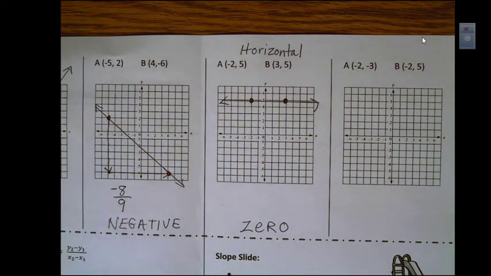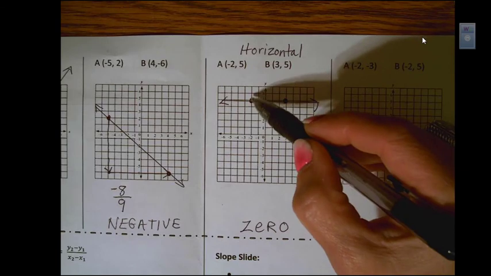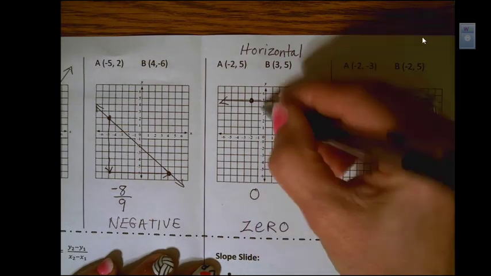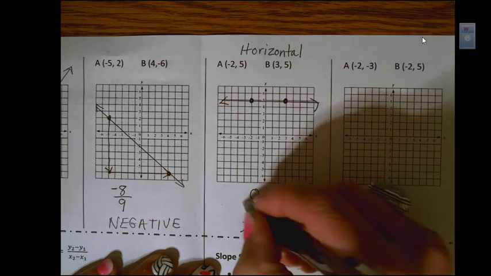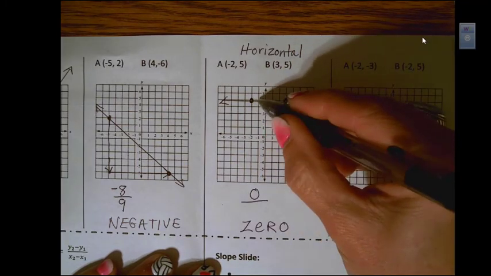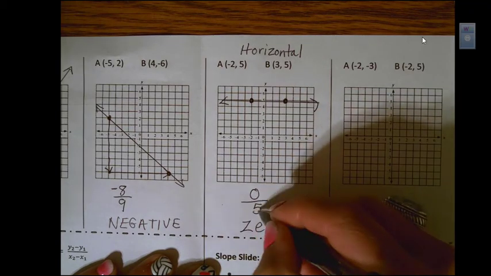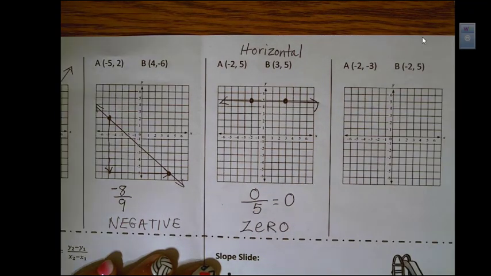Now, how do we get that? Well, on this one, we don't rise or fall. So we're just going to put a 0. We're not going up, we're not going down. Now, from the furthest left point, we're going 1, 2, 3, 4, 5. And 0 divided by 5 is 0.